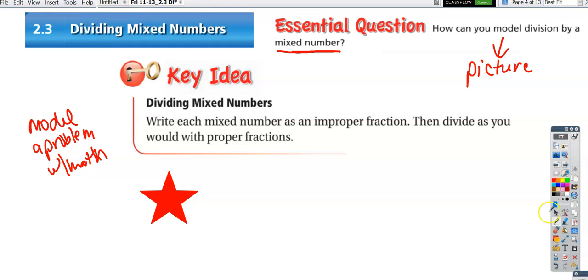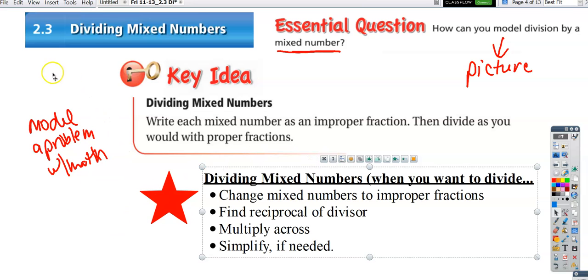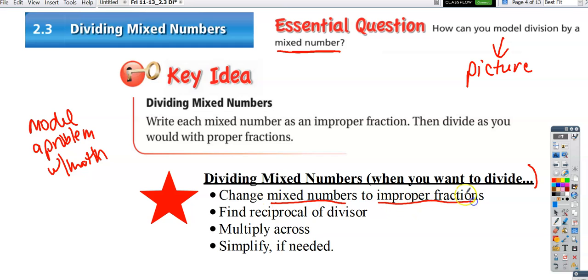And then there's a big star because I want you to write down something in your math notebook, and I'm going to show you what it is. I've basically taken the steps from the textbook and made it easier. The key idea you'll see in the Big Ideas textbook, but here are the 4 steps you're going to be doing. Remember: when you want to divide, look on the right side, flip that fraction over, and then you multiply. So in order to flip a fraction, you must change mixed numbers to improper fractions.